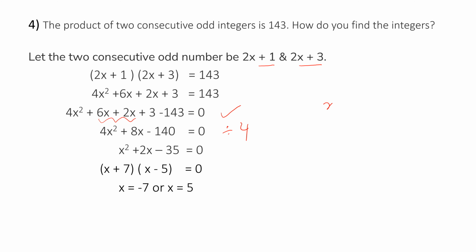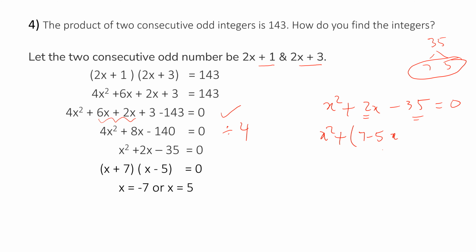Now we can go for splitting the middle term, because the sum is 2 and the product is minus 35. So 35, 7 and 5 we can go, because the difference between 7 and 5 is 2 and the product is 35. So x square plus, instead of 2 I will write 7 minus 5, minus 35 equal to 0. Open the bracket. 7x minus 5x minus 35 equal to 0.